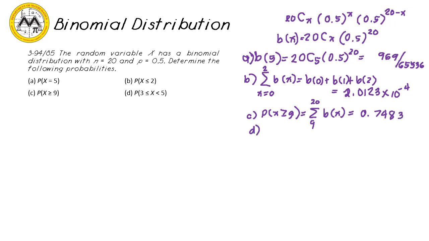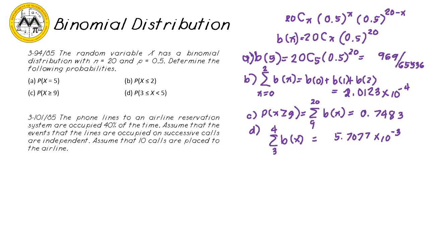For letter D, 3 to 5. So that is the summation of the binomial of x from 3 to 4. 5 is not included. So that's from 3 to 4. So that is 5.7077 times 10 to the negative 3. Next.